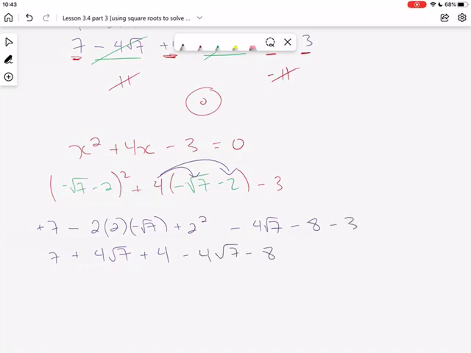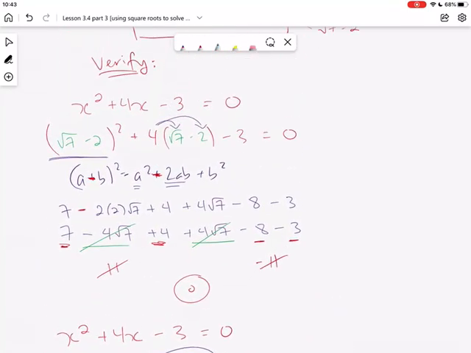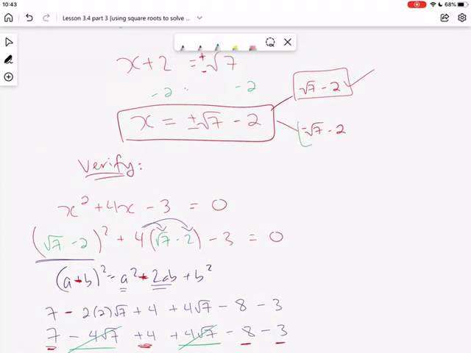So let me just repeat that. So I put it in the next line. 7 add 4 minus 8 minus 3. So again, same thing is happening. I got plus 11 and then minus 11. So those will just cancel each other out. Then I've got plus 4 root 7 minus 4 root 7. Those will also just, again, I'm back at 0. So both of my solutions, when I plug them in and I verify them, I find that they both work. So this one also works.